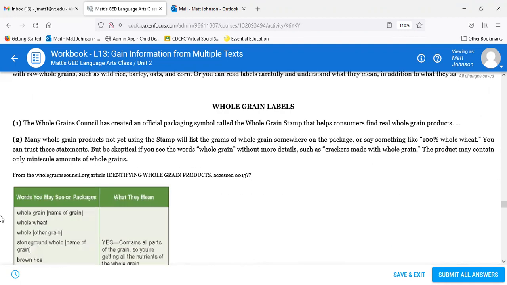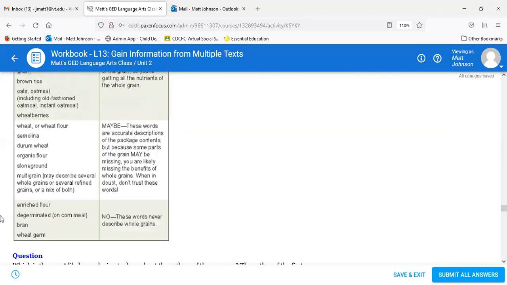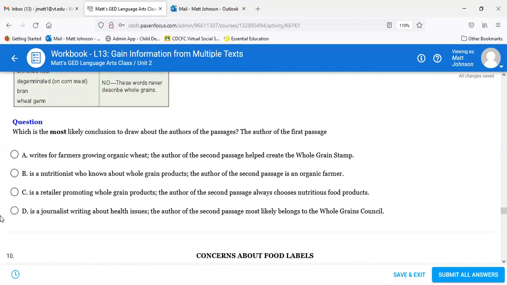9. Let's go to Sasha Gay for question 9. Which is the most likely conclusion to draw about the authors of the passages? The author of the first passage, A, writes for farmers growing organic wheat. The author of the second passage helped create the whole grain stamp. B is a nutritionist who knows about whole grain products.